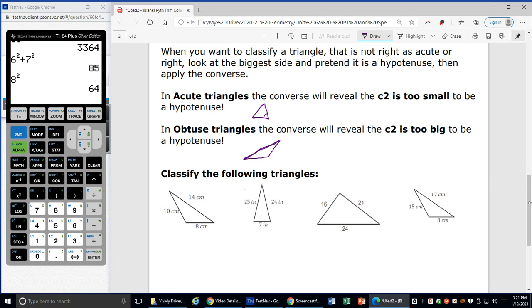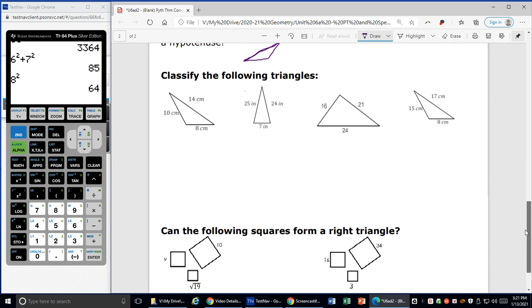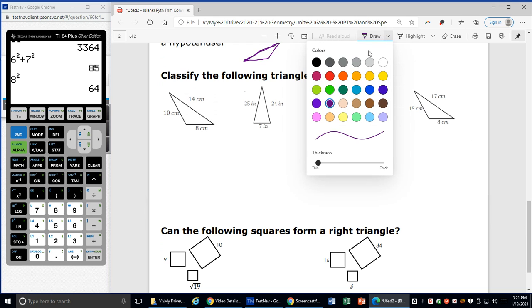Okay, let's look and see how exactly that looks when you're applying the converse. Let's look at this first picture. I can tell this first picture definitely looks obtuse. Let's see if we can prove that it's obtuse. When I look at my 10, my 8, and my 14, the side that would have to be my hypotenuse, we're going to pretend it's right. I know it doesn't look like a right triangle, but we're going to pretend it's a right triangle.